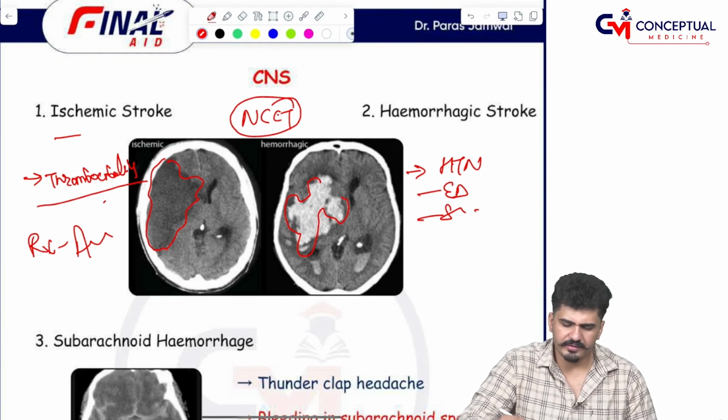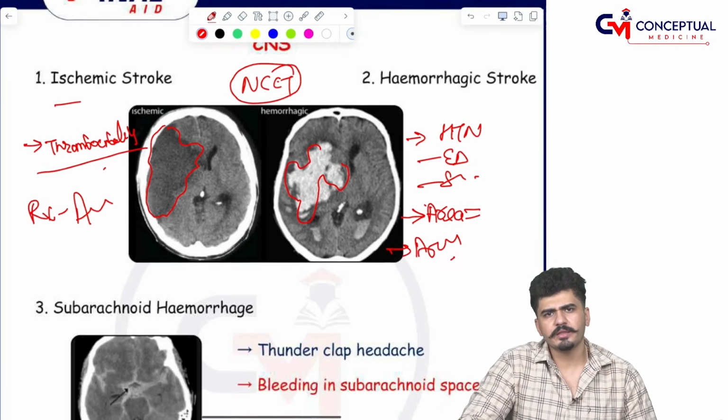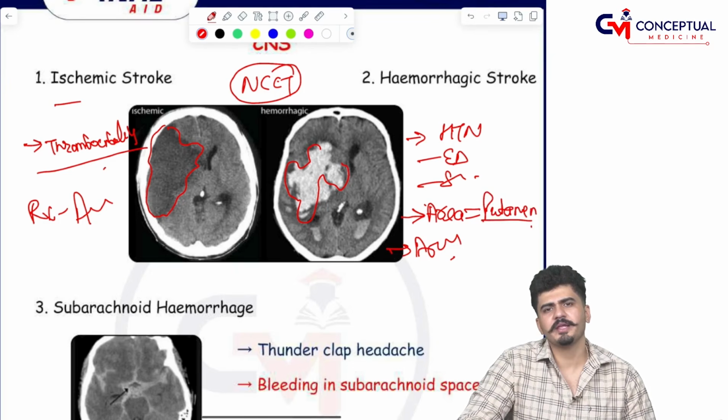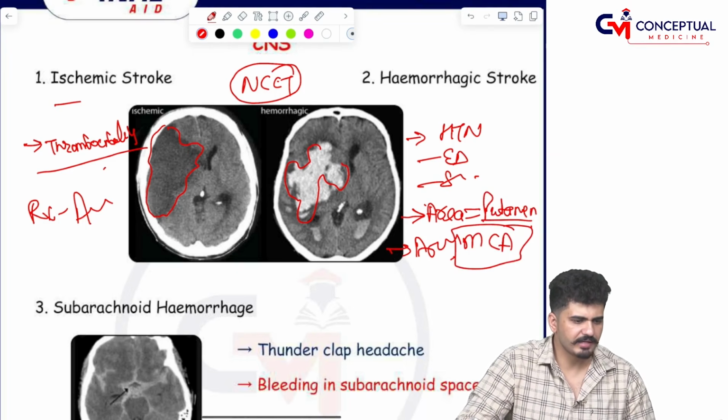ठीक है, चलो done. Then coming to hemorrhagic stroke, in the stroke which artery is bleeding, which area is bleeding? Can you tell me which area is bleeding and which artery is most commonly bleeding? In hemorrhagic stroke, the area bleeding most commonly is the putamen, and the artery which is bleeding most commonly is going to be the middle cerebral artery, MCA.